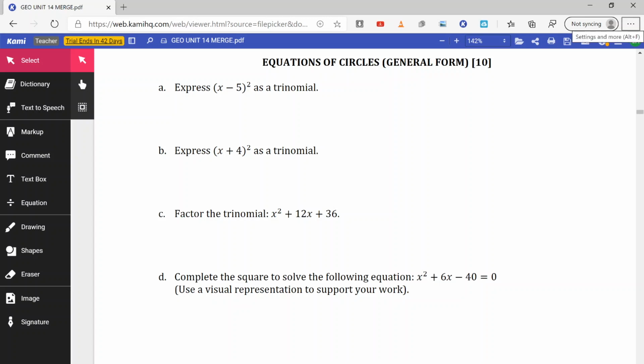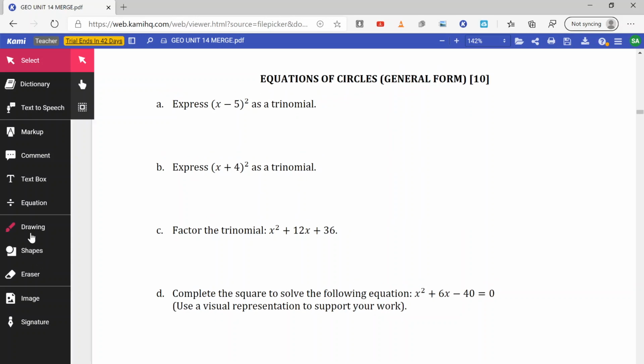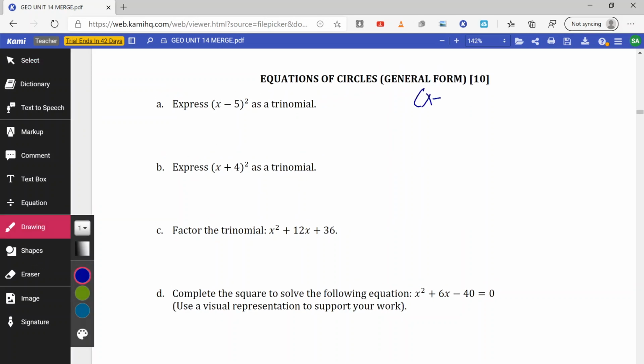Now, previously we looked at the standard form for the equation of a circle. Standard form for the equation of a circle is, again, (x minus h) squared plus (y minus k) squared equals r squared. And this is in regards to when we are given a center (h, k) and a radius.